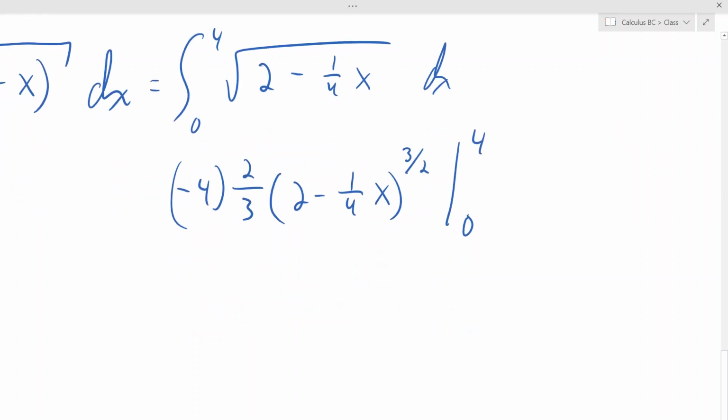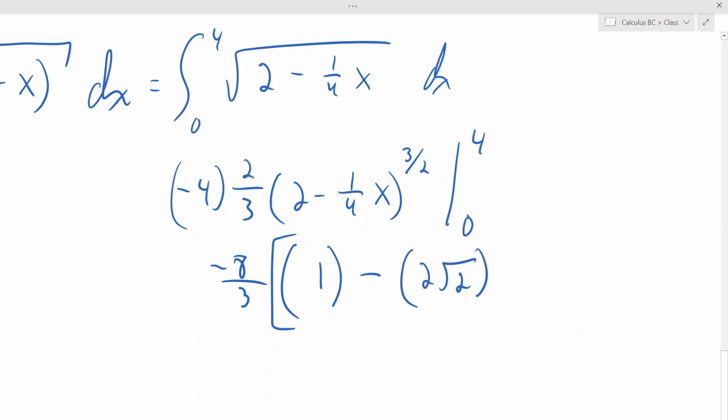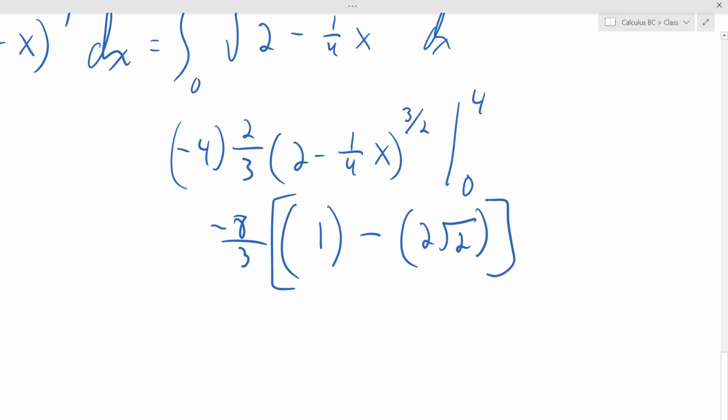From 0 to 4, so out front we get negative 8/3. When we plug in a 4, we get 2 minus 1, which is 1, to the 3 halves, which is 1. Cool. Minus, when we plug in a 0, we get 2 to the 3 halves. 2 to the 3 halves is what? Square root of 8. So that's 2 root 2. The negative could distribute and simplify that out, but that's all we need to do right there. That's our answer.